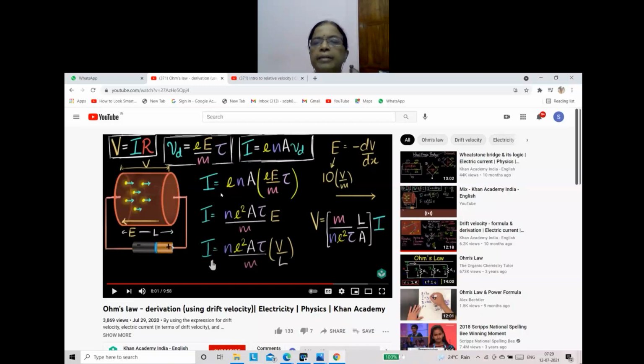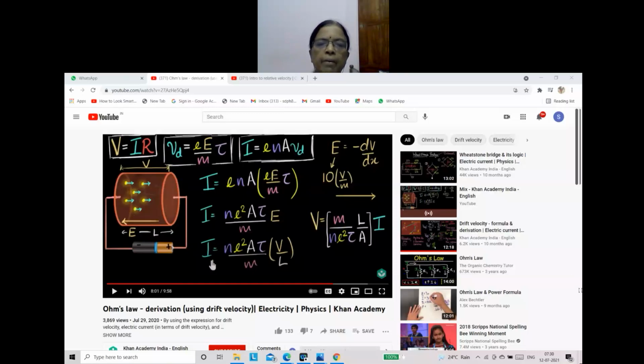So drift velocity Vd is equal to eE by m into tau. Then next we can substitute. Okay, I equal to nAeVd. We are substituting Vd, eE by m into tau. Then capital E: what is the relation between electric field and potential difference?